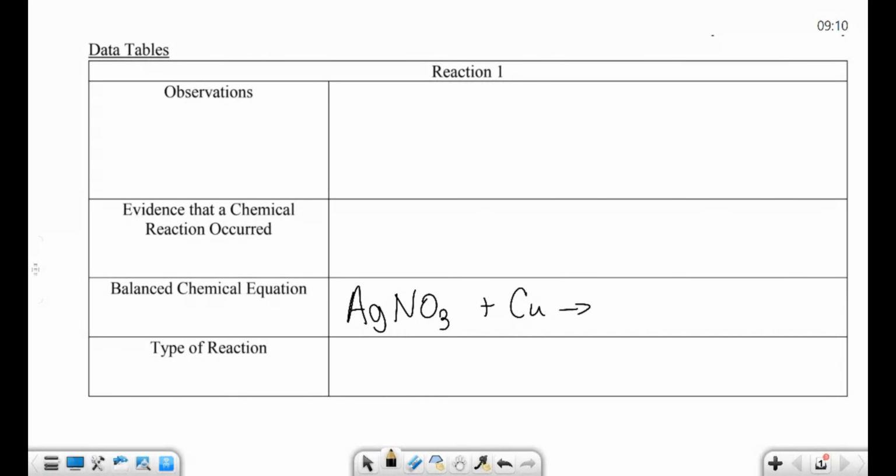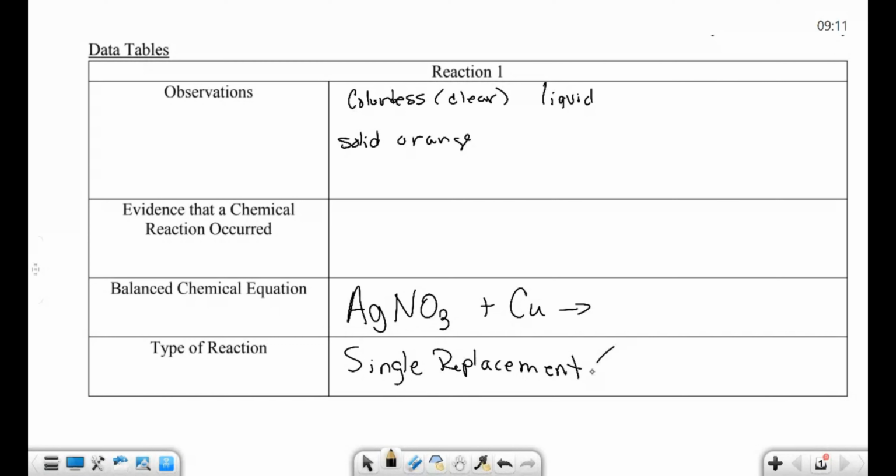Okay? So what did we say some observations were? For the liquid, colorless or clear. Okay, it was liquid. Okay, and the copper wire was solid, orange. What else did we say? Anything? That was it? Okay. All right, so we don't have any evidence yet because we haven't seen the chemical reaction, okay? And we said what type of reaction this was? Single replacement. And what else is it called? Kick out. Okay? All right, so make sure you have that for your data table.